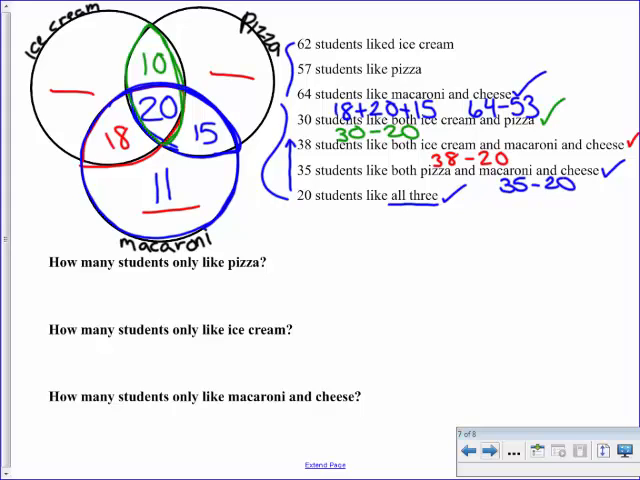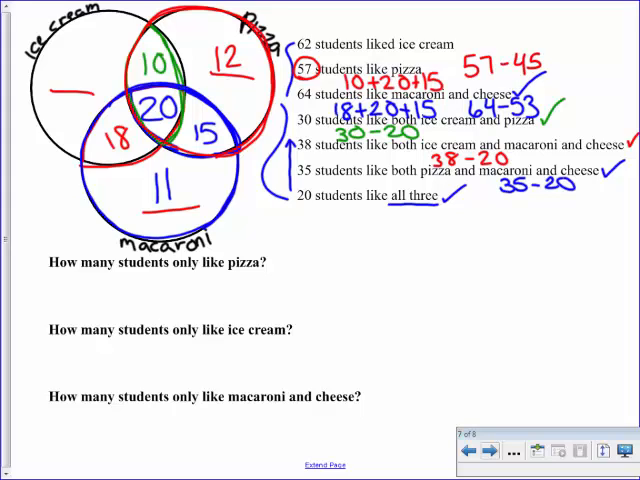Okay, moving on up, 57 students like pizza, so let's look at the pizza bubble. I'm going to do that in red. I know I'm getting you probably a little bit confused with all the colors, but this bubble here, representing pizza, we have 10, 20, and 15 already inside there. So we're going to add those up, which gives you 45. We're going to take that and subtract it from 57. So 57 minus 45 will leave us with the 12 that goes here in the pizza bubble.